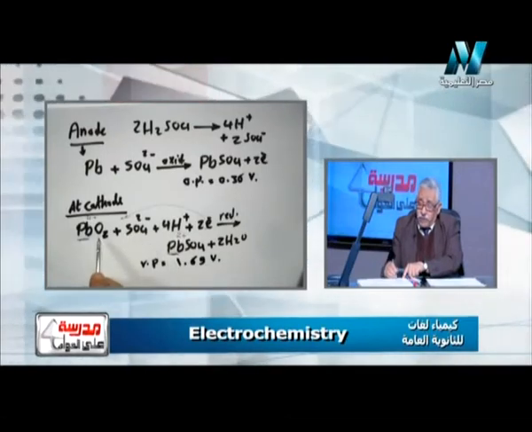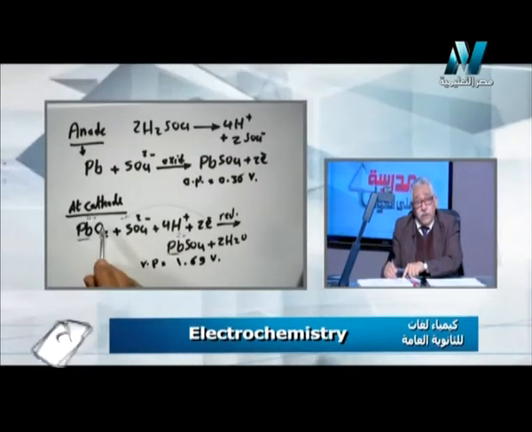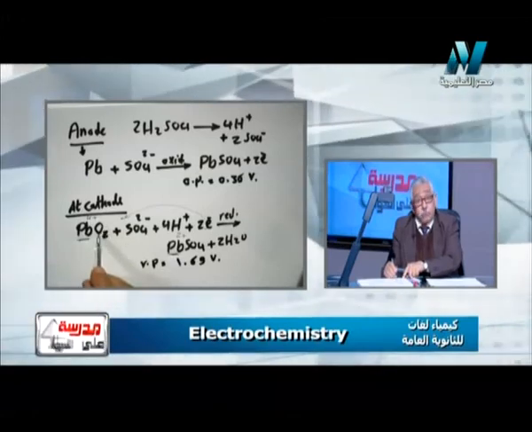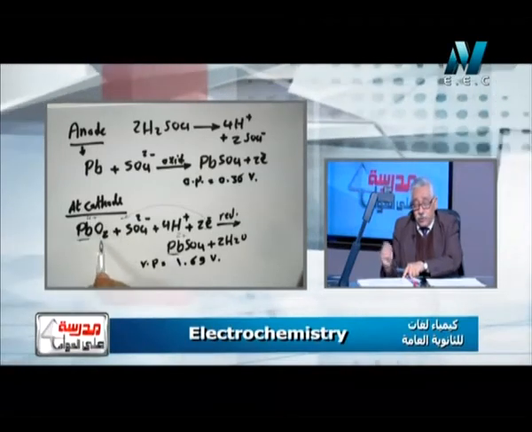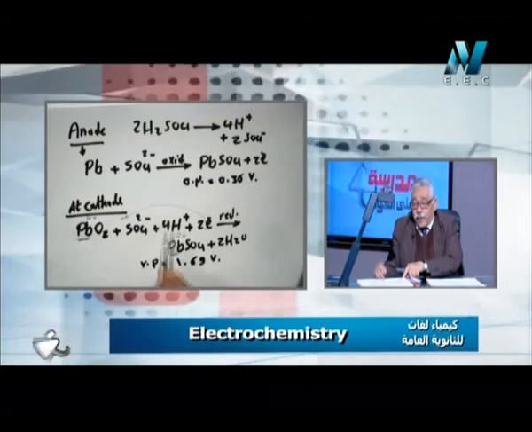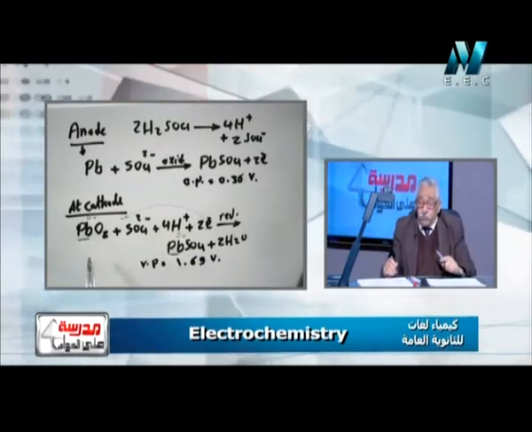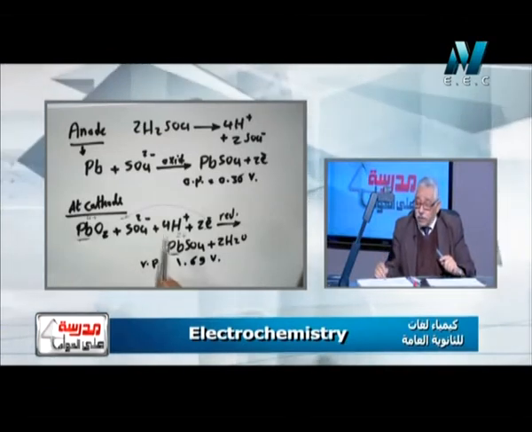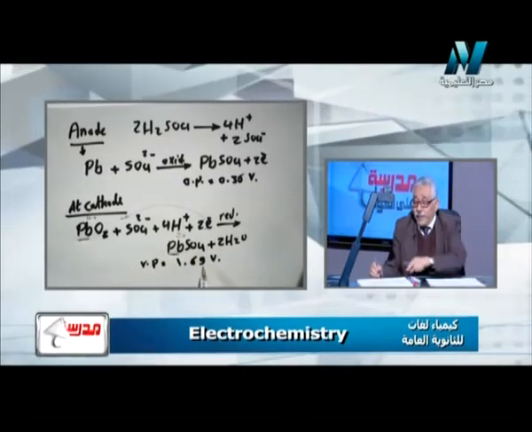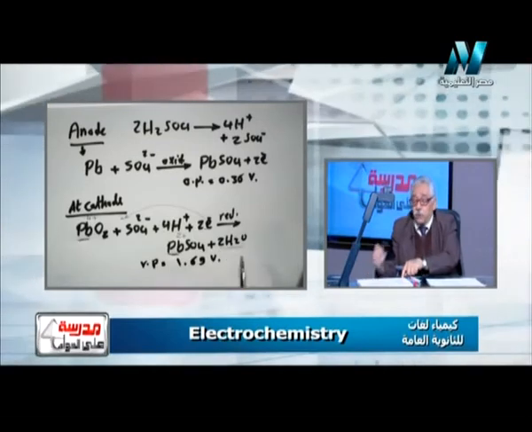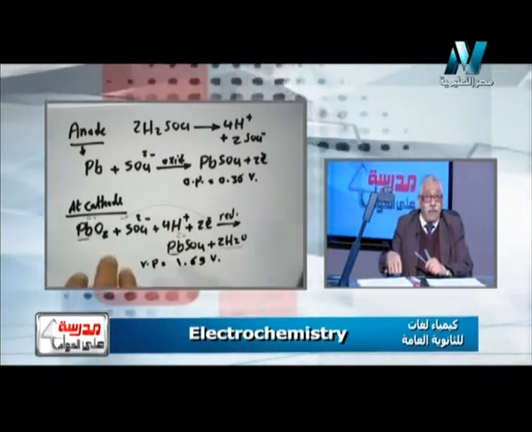Here we have O negative 2. In O negative 2, 2 atoms combine with 4H positive. Take care, 2 ions: 2 O negative 2 plus 4H positive gives 2 molecules of water.